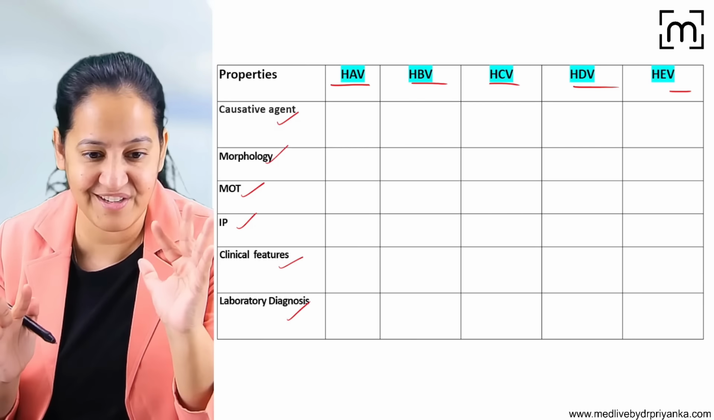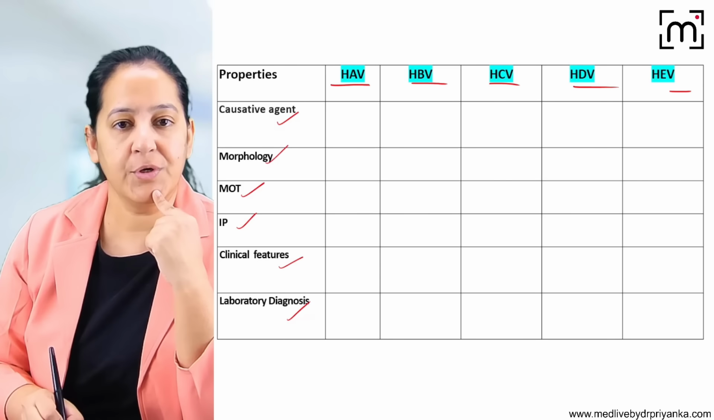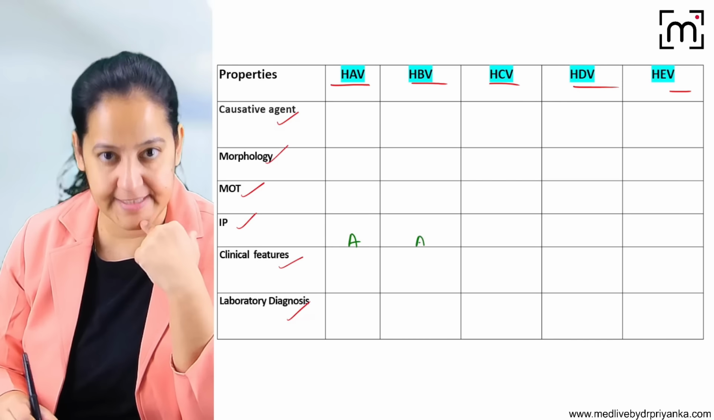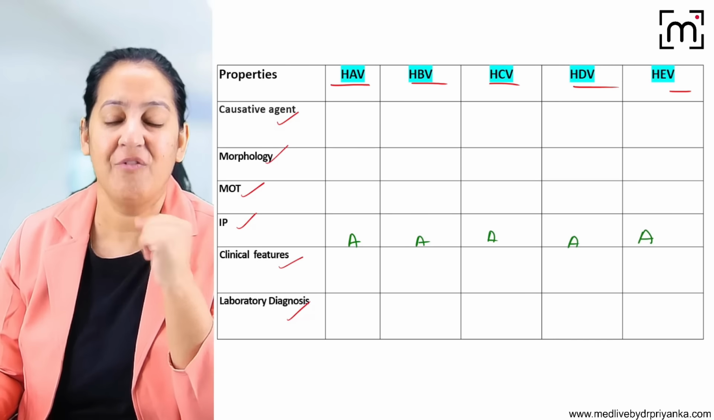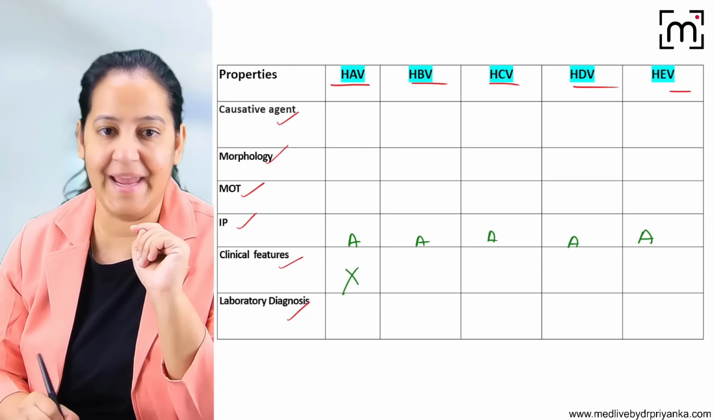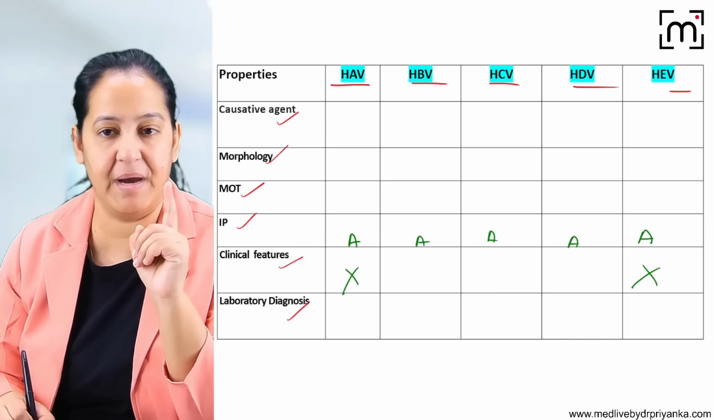That's why before starting the details, I have given you an overview. So you tell me, acute is caused by all 5? Yes, acute is caused by all 5. What about chronic? Chronic is not caused by A, chronic is not caused by E.